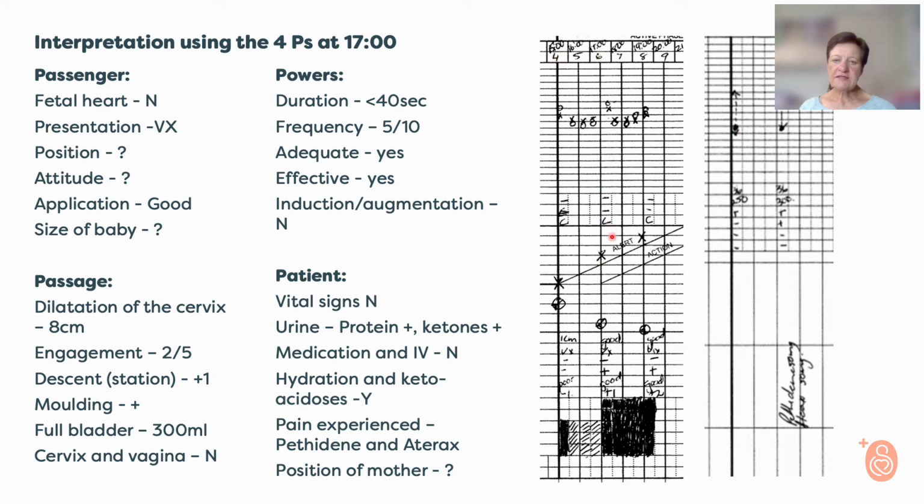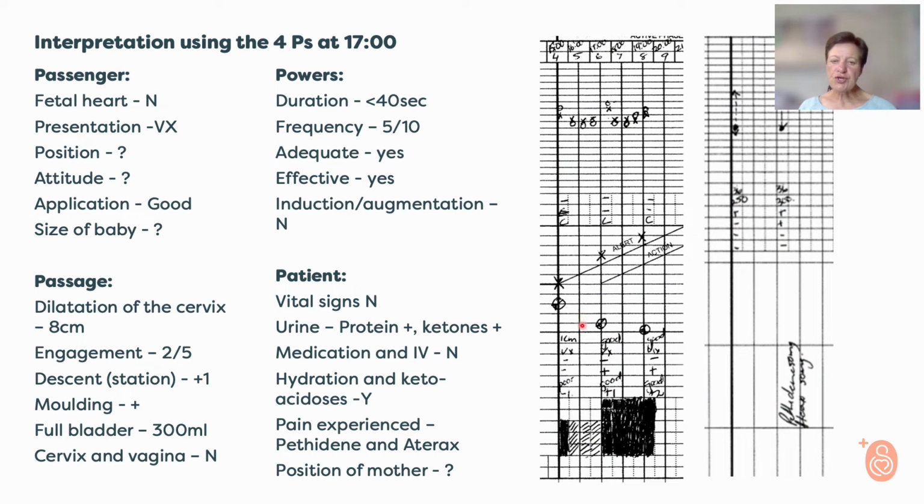Now we're here at 1700 hours, and we look again at the same aspects: the passenger, the passage, the powers, etc. We look at the fetal heart, which is still normal. It's still a vertex presentation. We still don't know about the position and the attitude.